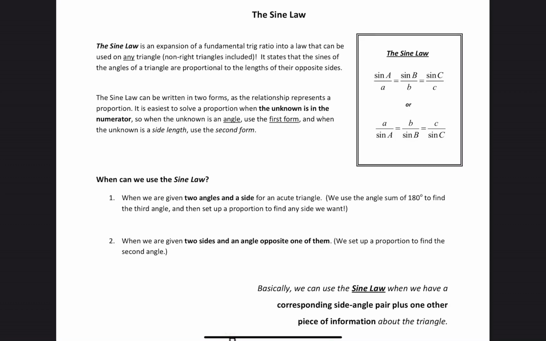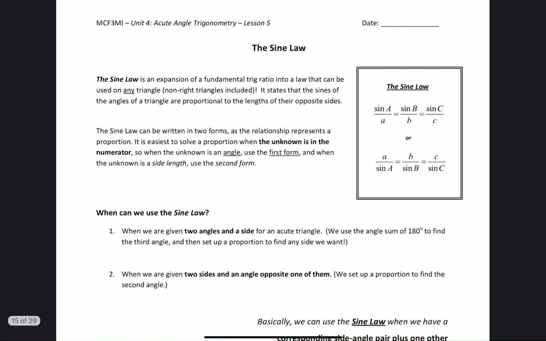In the next two lessons, we'll be taking a look at the sine and the cosine law. And we use these two laws because what happens when we don't have a right triangle anymore? We can't use sine equals opposite over hypotenuse. We can't use SOHCAHTOA anymore because that depends on it being a right triangle. So if we aren't given a right triangle, the sine law and the cosine law come into play. And in today's lesson, we're going to be looking specifically at the sine law.